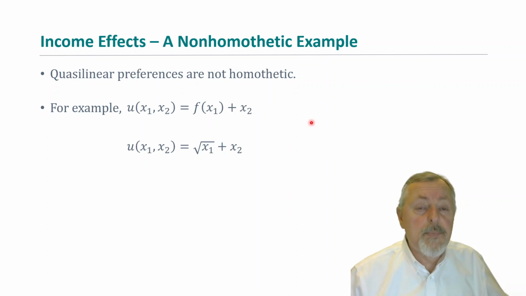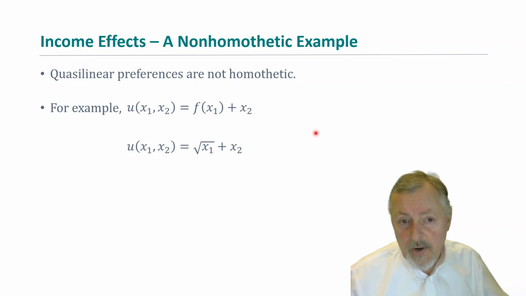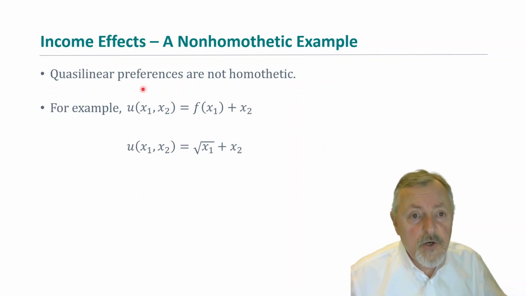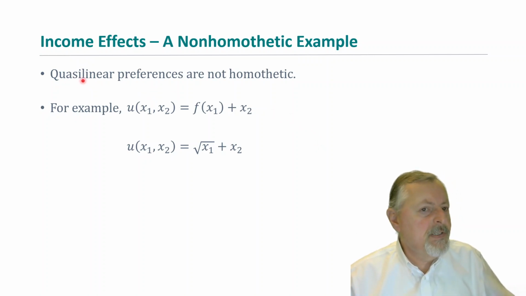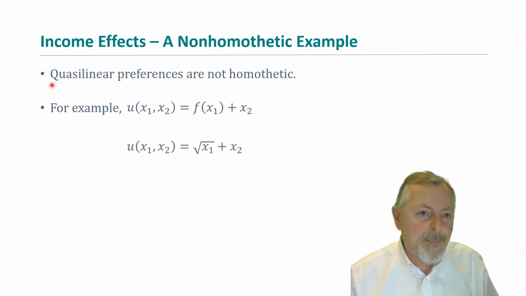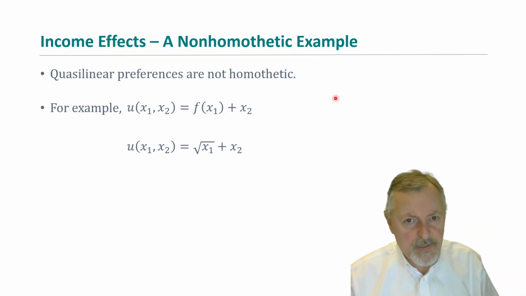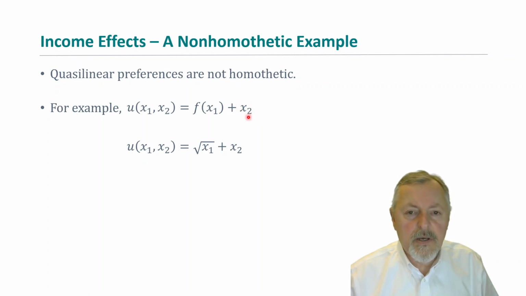Here's another example of non-homothetic preferences, quasi-linear preferences. Remember, quasi-linear preferences means they're linear, but only in one argument. Here, utility is linear in the quantity of x2, but not in the quantity of x1. Maybe it's the square root.